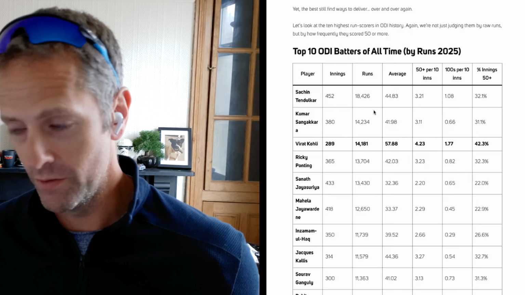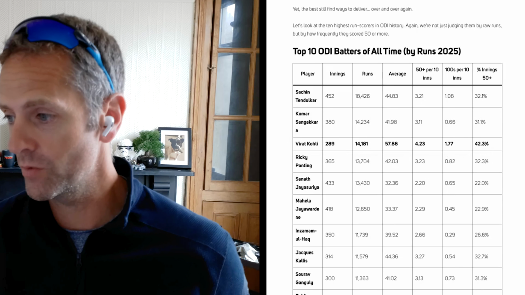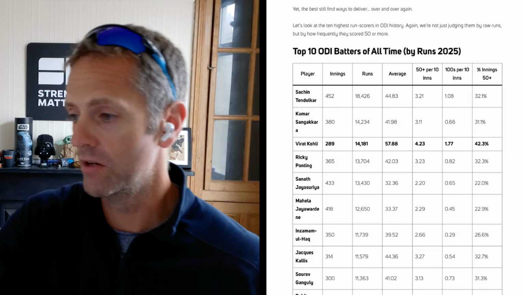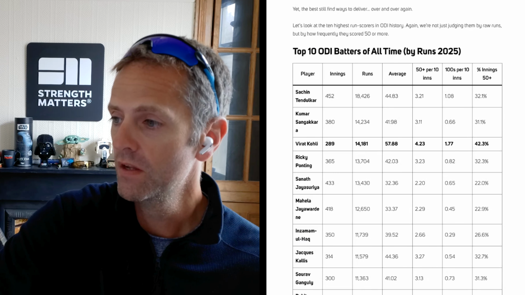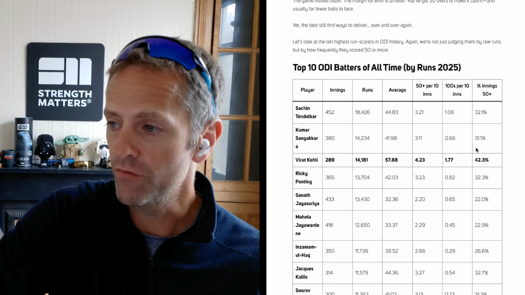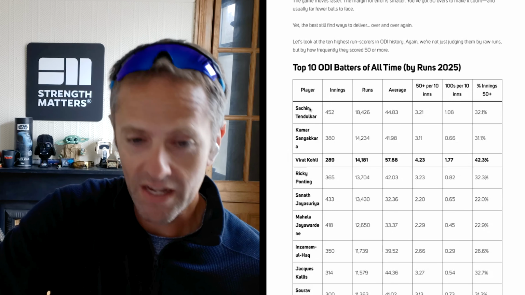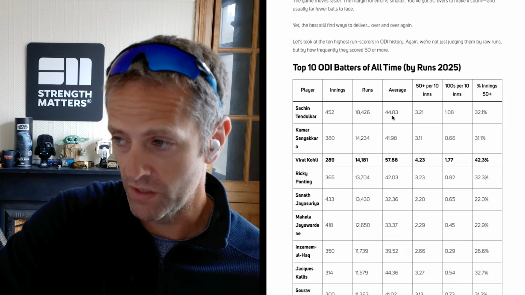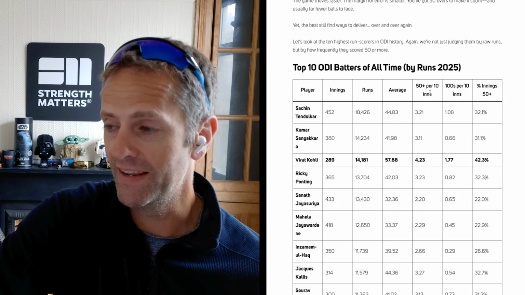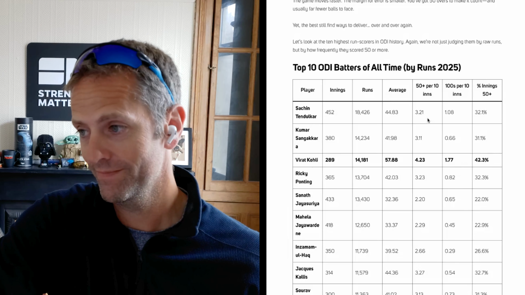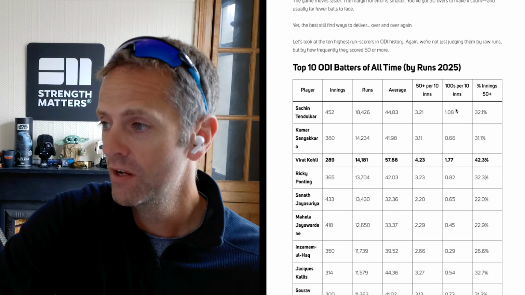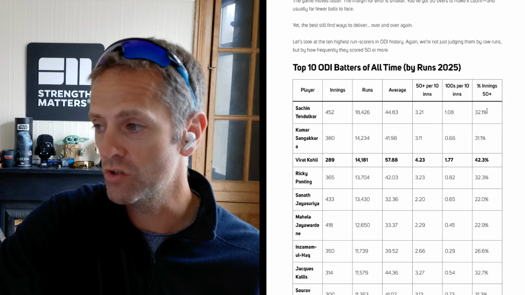We've got Kohli, who's just recently retired, in the middle here as well. Okay, so we've got the top 10, and Rohit Sharma, who's still playing, is down at number 10, at the bottom. So, averages are slightly different. Taking Sachin, who's at the very top, he scored 18,426 runs, an average of 44.50. 50 plus per 10 innings, 3.21. Hundreds per 10 innings, 1.08. Percentage of innings 50 plus, 32%.